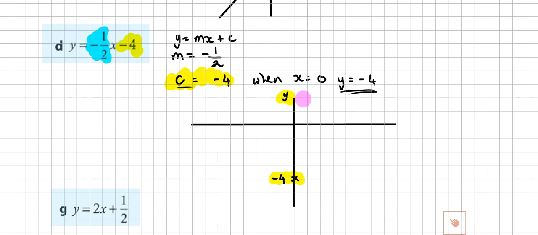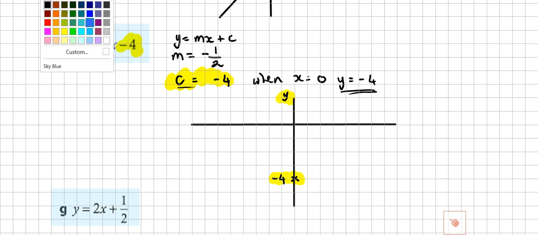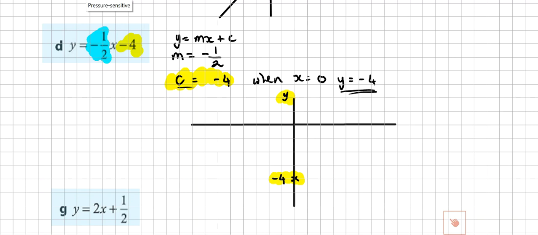Now, why did I leave the m as 1 over 2 and not change it to 0.5? Any ideas? What's another way of saying m, or gradient? Rise over run. 0.5 is an easy one, it doesn't mean much, but 1 over 2 is nice and easy to work with.